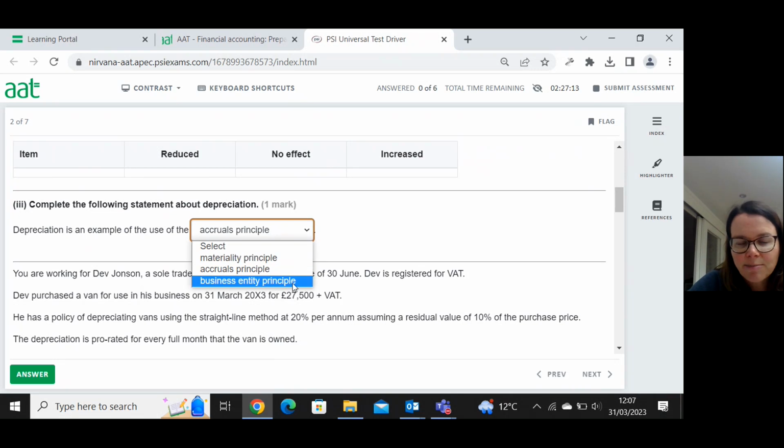The business entity principle, that's where the owner and the business are separate from one another, so nothing to do with depreciation.